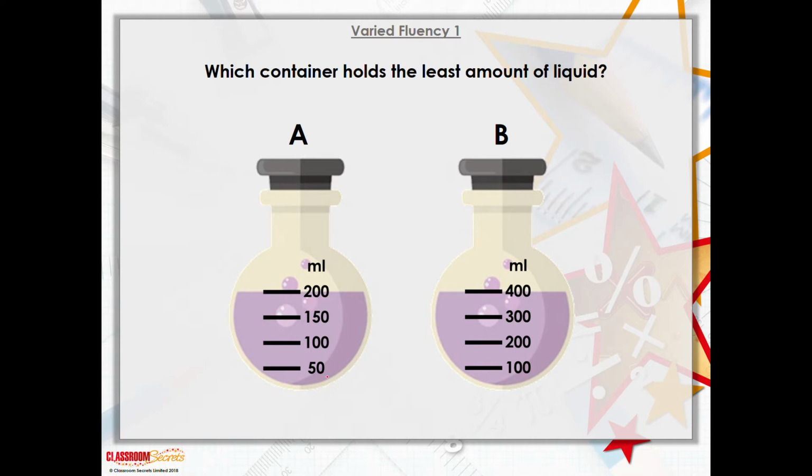So we can see here on container A, we're starting with 50 mils, and then you can see on container B, we're starting on 100. And obviously the most important thing is seeing where our liquid comes up to. So in container A, we have 200 mils, and in container B, we have 400 mil. So have a little think, which one holds the least amount? Well done, it is container A with 200 mil.